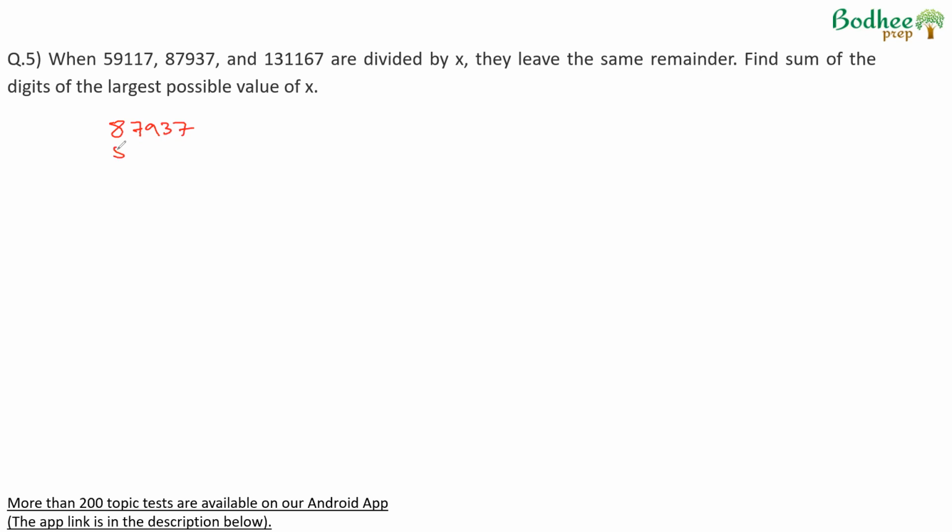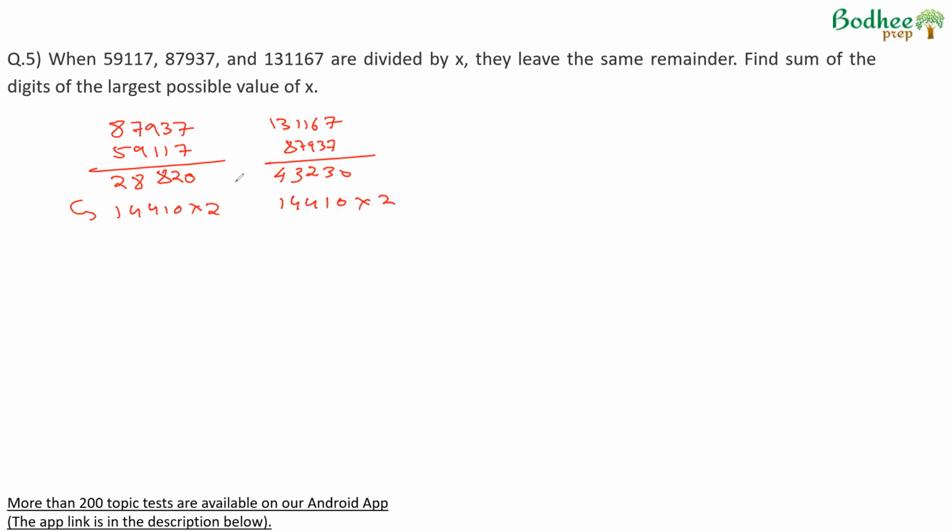87937 minus 59117, then 131167 minus 87937, which gives 43230. Now this is 14410 into 3. This is divisible by 3. 3 ones are 3.